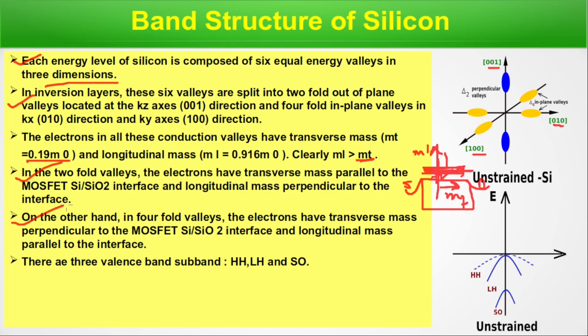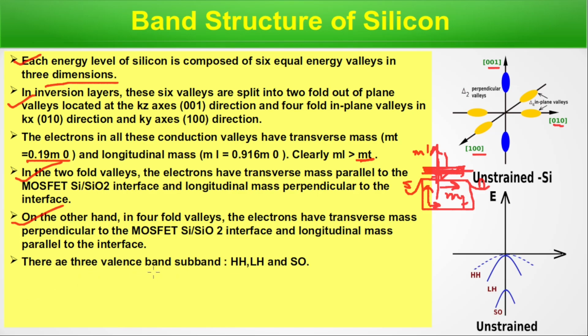On the other hand, in 4-fold valleys, the electrons have transverse mass perpendicular to the MOSFET silicon dioxide interface and longitudinal mass parallel to the interface. In these in-plane valleys, the longitudinal mass is parallel to the interface, this direction, and the transverse mass is this direction, just opposite to the 2-fold valleys. This is the unstrained silicon condition we are describing.